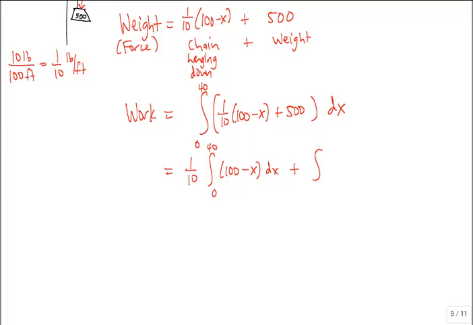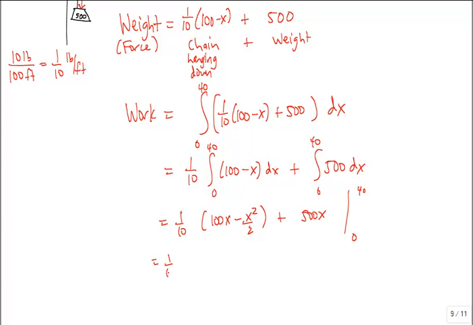I can split this into 2 if you want. It's up to you. Think of this as the work to do just the chain plus the work to do the weight that's hanging down. So this is going to be 1/10 of 100x minus x squared over 2 plus 500x, and both of these are going from 0 to 40.